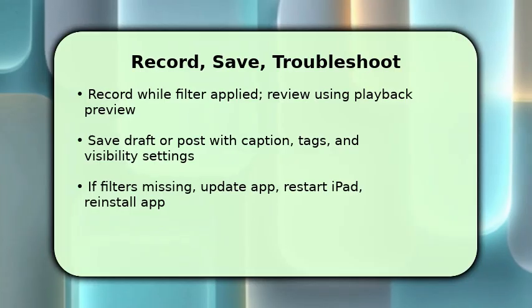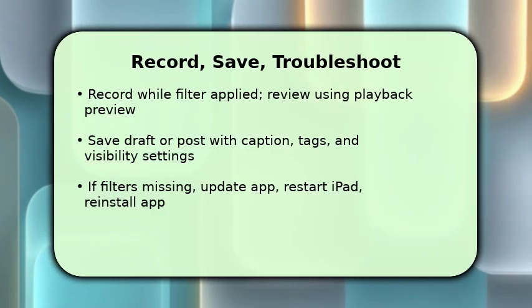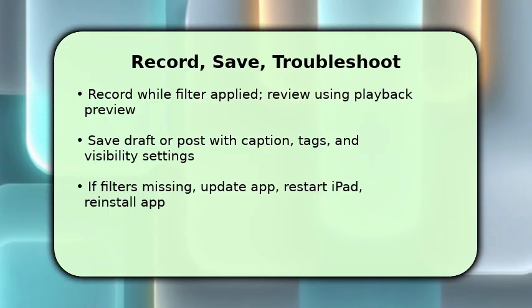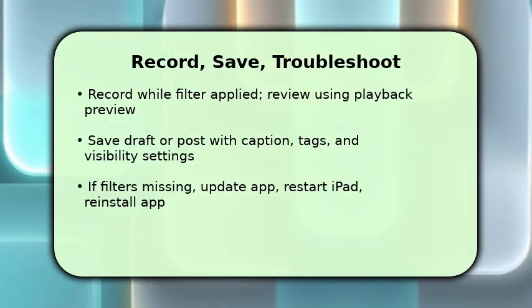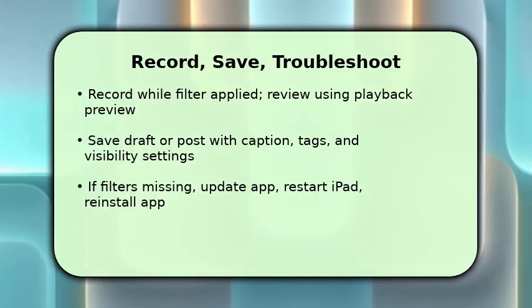If a filter disappears or is unavailable, make sure the YouTube app is updated, then restart your iPad. If that fails, reinstall the app. Also verify camera permissions in settings and check you're not using an external camera app overlay. Those can block YouTube's filter options.